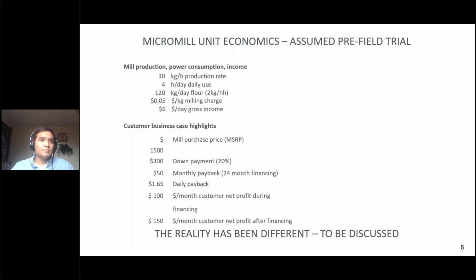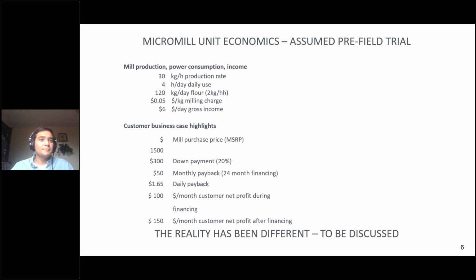So if we're seeing a daily gross income of $6, the take home would be a little above $4, which we see as a reasonable income for a small rural business. So there you see in the bottom, the reality has been different.